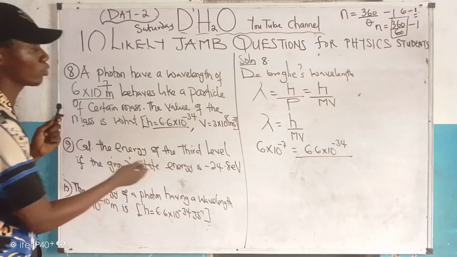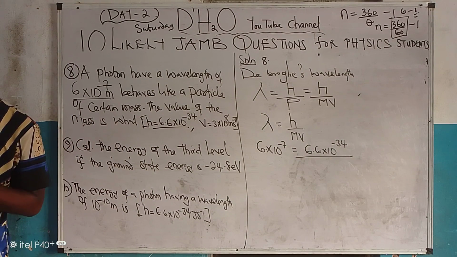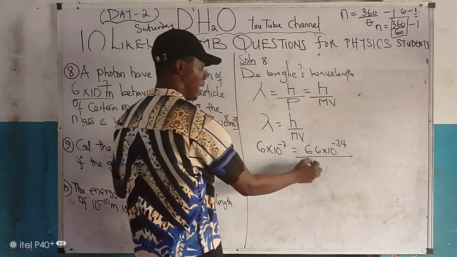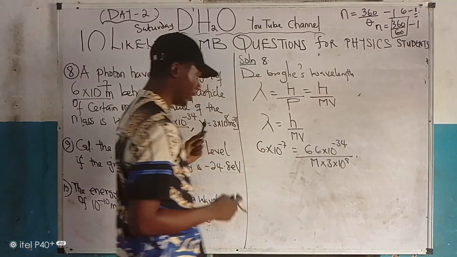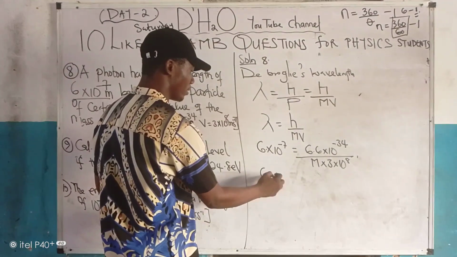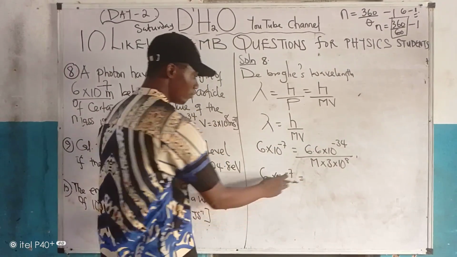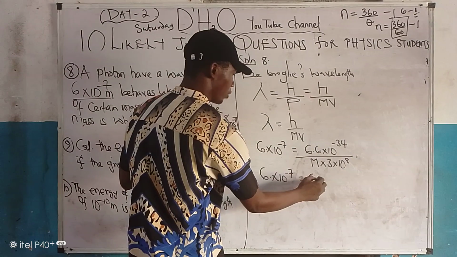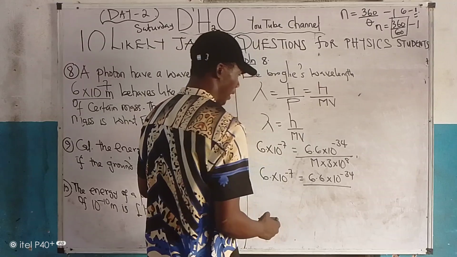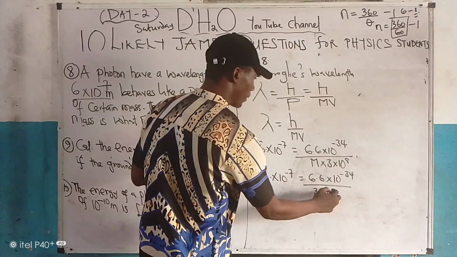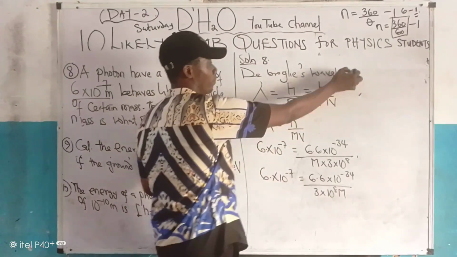Some of the time, we are asked to calculate the de Broglie wavelength. Sometimes you'll be told to calculate the mass. So you have mass times velocity, 3 times 10 raised to the power of 8. So what do you have? 6 times 10 raised to the power minus 7 equals 6.6 times 10 raised to the power minus 34 all over 3 times 10 raised to the power of 8 times the mass. I guess we have to cross multiply here.